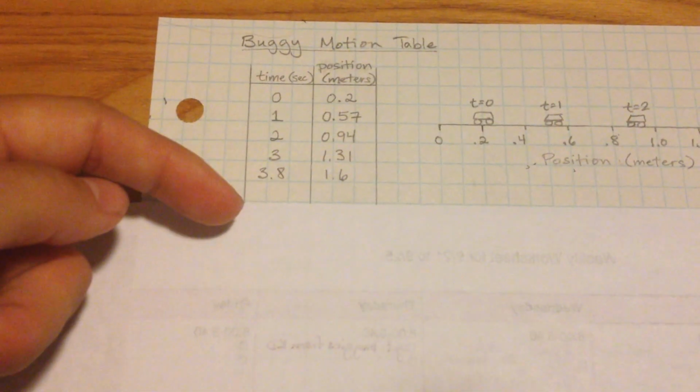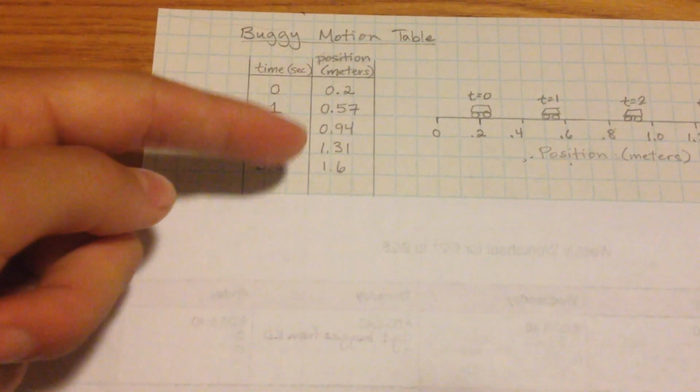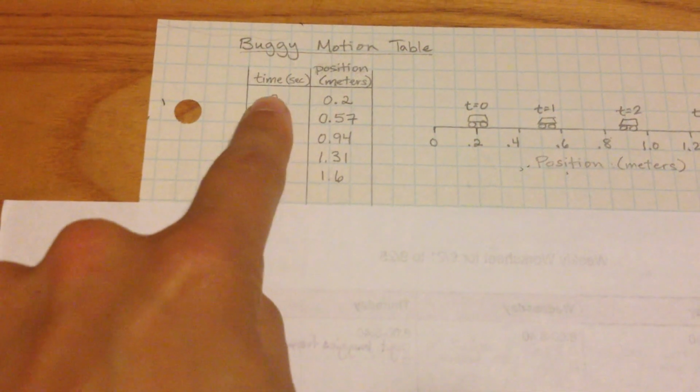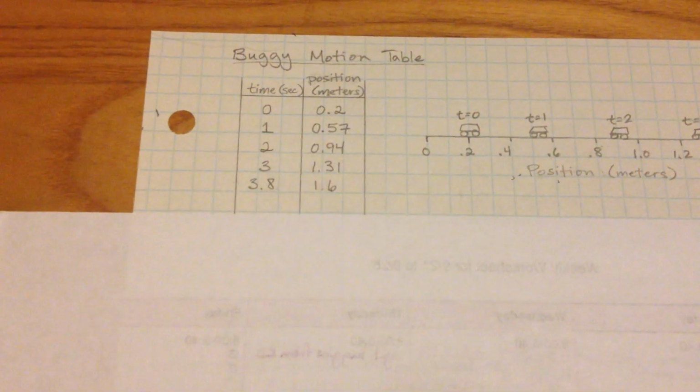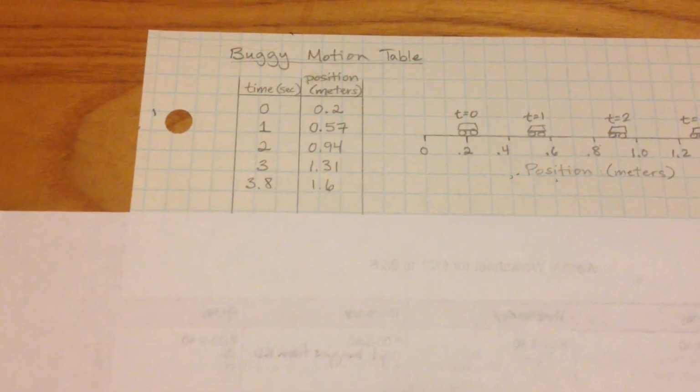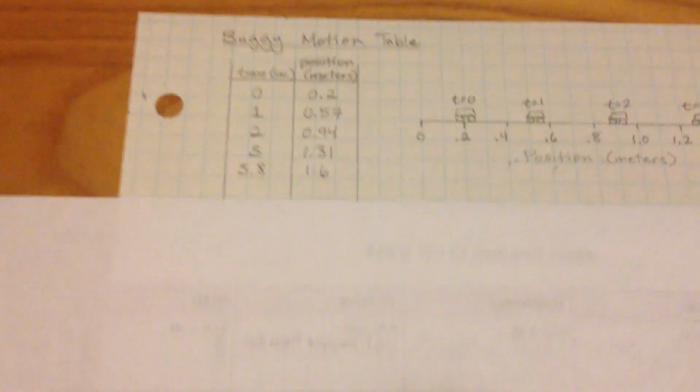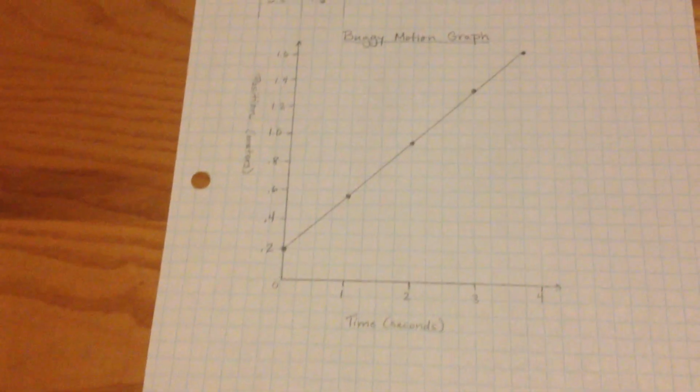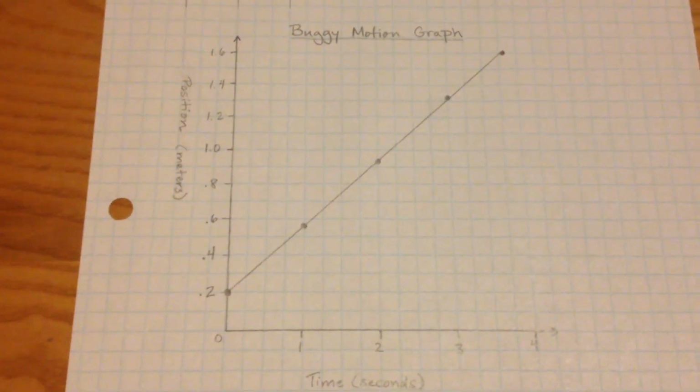We've got time over here and the position over here, and you can see I labeled time in seconds and position in meters just to be really, really clear. I always like to put units on everything. So I'm going to change this into a graph. And there it is, my buggy motion graph.